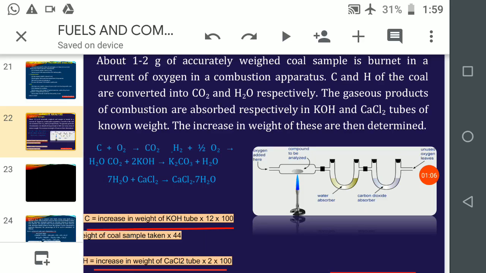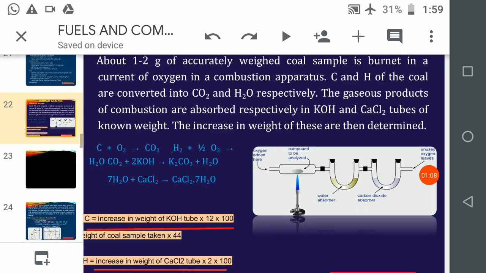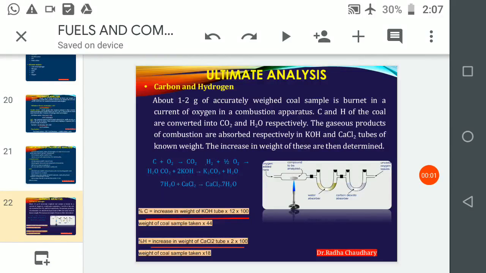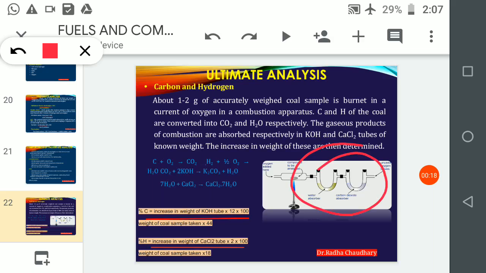The reactions involved are shown. You can see in the reaction that carbon dioxide and H2O pass through the calcium chloride tube to absorb H2O and the KOH tube to absorb carbon dioxide. It means the KOH absorbs carbon dioxide, and the calcium chloride absorbs H2O and becomes hydrated calcium chloride, CaCl2·7H2O.